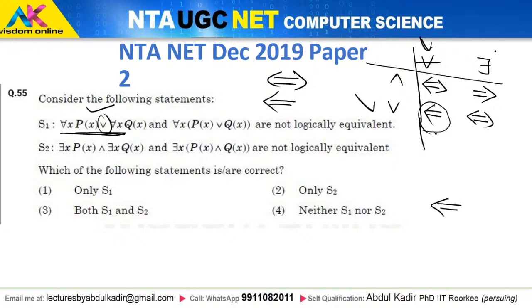Similarly, when you have the there exist quantifier and you have conjunction, here you can see there exist quantifier and conjunction, in that situation that is also not logically equivalent. But when you have the for all quantifier with conjunction, then that is logically equivalent. When you have the there exist quantifier with disjunction, then that is also logically equivalent. So this is the meaning.